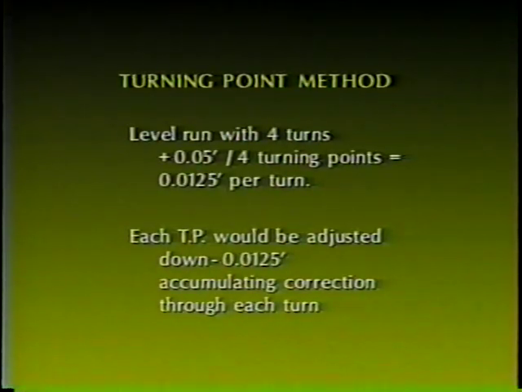To distribute the same error by the number of turning points method, the error is evenly distributed among the turning points. In this example, we'd have the error of 0.05 of a foot divided by 4 equals minus 0.0125 feet per turn. Turning point number 1 of our example would then be adjusted by 0.0125 feet. Turning point number 2 would be minus 0.025 feet. And turning point number 3 would be minus 0.375 feet, and so on through the remaining turns to close flat on the benchmark.